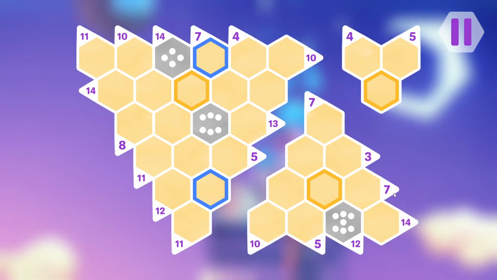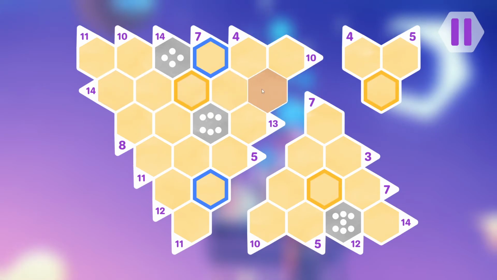Okay, this is a bigger one. What we have here? We have 11 here, so only 1 missing. What else can we deduce? We have 14 here, so only 1 missing as well.